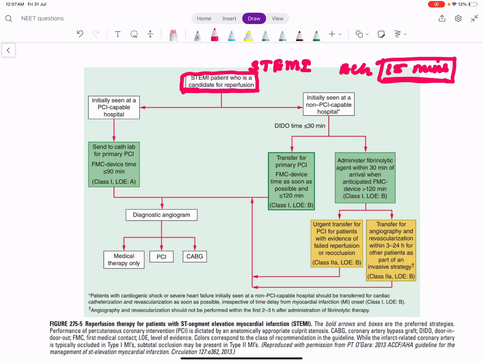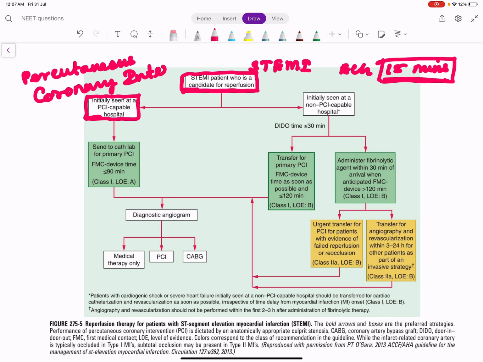If it is STEMI and if it is a PCI capable center, PCI is percutaneous coronary intervention. Percutaneous coronary intervention is through a peripheral vessel, a peripheral artery. We insert a catheter, we reach the coronary artery and we do some intervention, either stenting or lysis of the clot. That is percutaneous coronary intervention. For stable angina, not all cases we do CAG, but for acute coronary syndrome, all cases must receive a coronary angiogram.